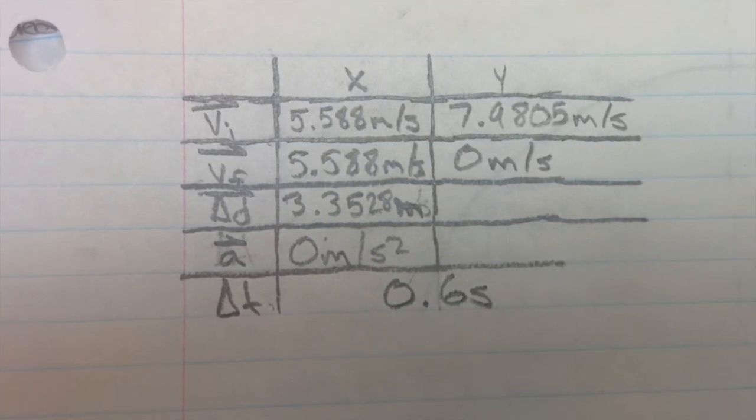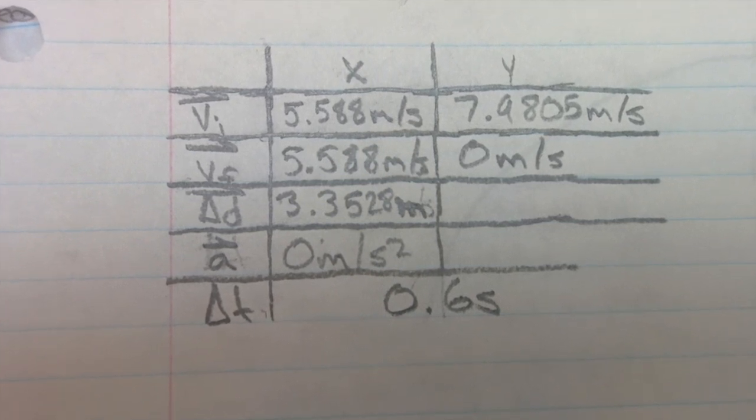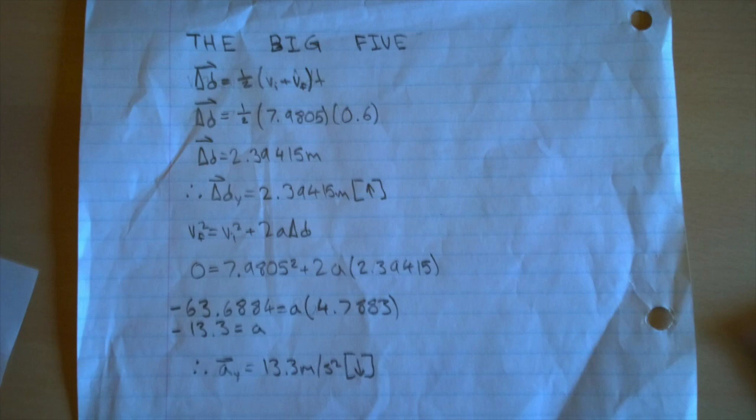We can use the big 5 to solve for these last two values, since we have 3 out of the 5 variables solved for. Using the big 5, we figured out that the vertical displacement is 2.39415 meters, and the vertical acceleration is 13.3 meters per second squared.